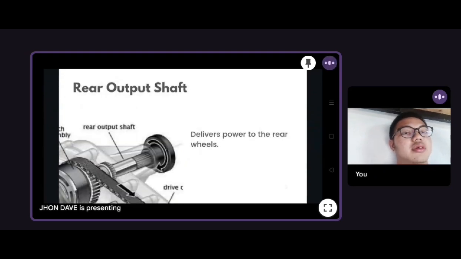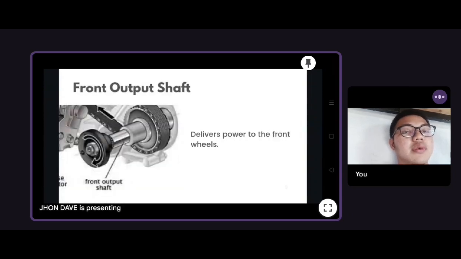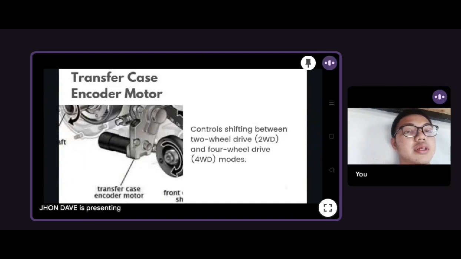Rear output shaft. It delivers power to the rear wheels. Front output shaft. It delivers power to the front wheels. Transfer case encoder motor. It controls shifting between two-wheel drive and four-wheel drive modes.